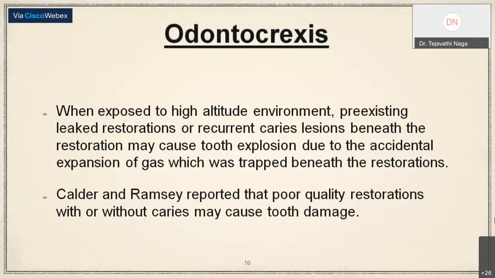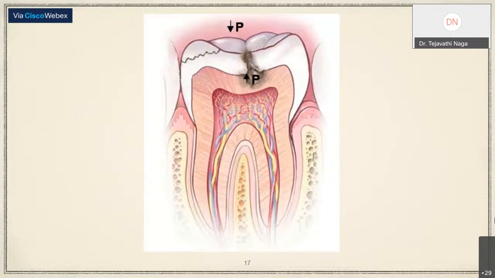It can occur while flying at high altitudes or during scuba diving also. Whenever there is a change in the atmospheric pressure, the gas builds up inside the tooth cavity and the tooth can explode. So it's a rare occurrence. This is Odontocrexis. The tooth can just explode during flying or scuba diving due to the entrapment of air.